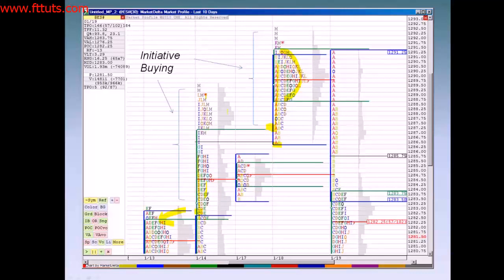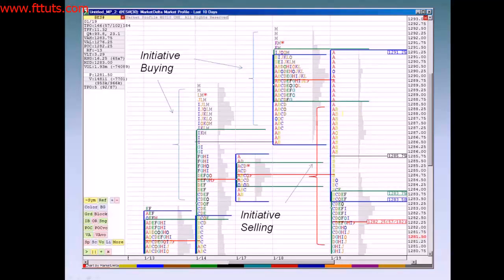So you see, initiative buying will not always develop in the same manner. It is all going to depend on what happens in the following periods and what level of responsive selling we are going to encounter to the buying, and vice versa. If we have initiative selling, what is the level of responsive buying? So let's take a look now at an example of actual initiative selling.